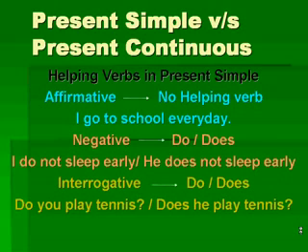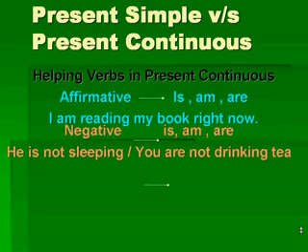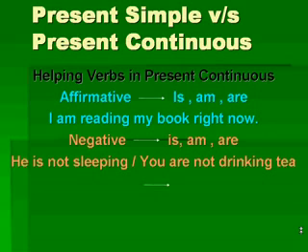Now we'll look at helping verbs in present continuous tense. In present continuous tense in affirmative sentences we use the helping verbs is, am, are. For example, I am reading my book right now. So the helping verb am is only used with I, and it is not used with any other person or any other name. Remember that it is only used with I, right?